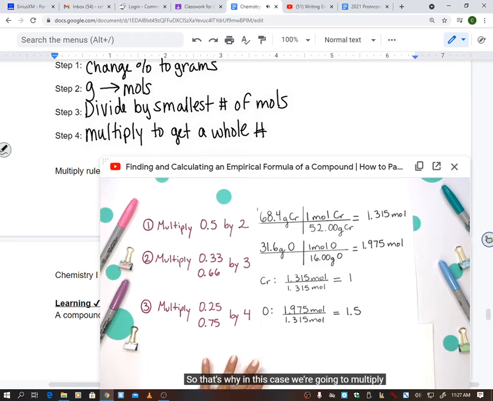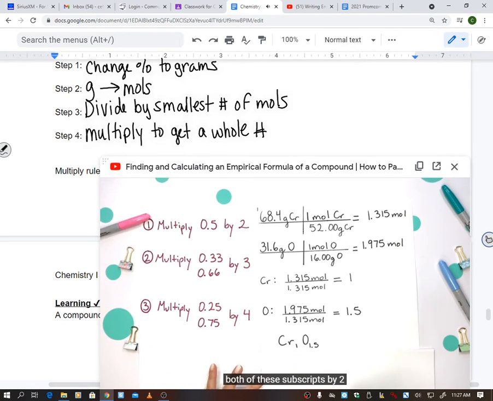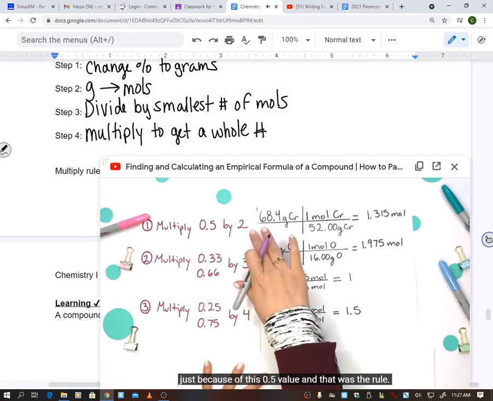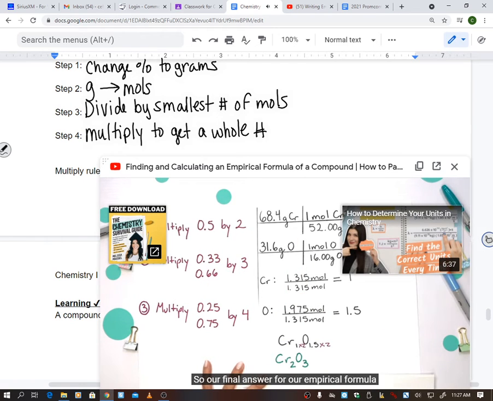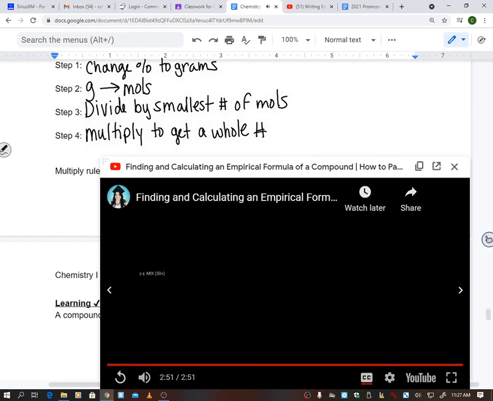So that's why in this case, we're going to multiply both of these subscripts by 2 just because of this 0.5 value, and that was the rule. So our final answer for our empirical formula would have been 1 times 2, which gives us 2 chromium, and 1.5 times 2, which gives us 3 oxygen. This is our empirical formula.